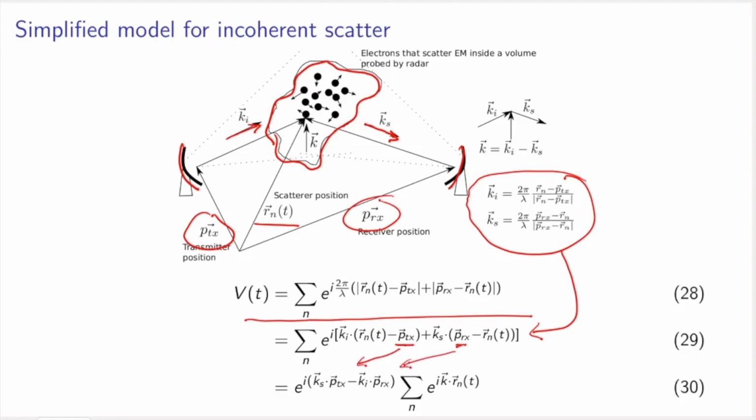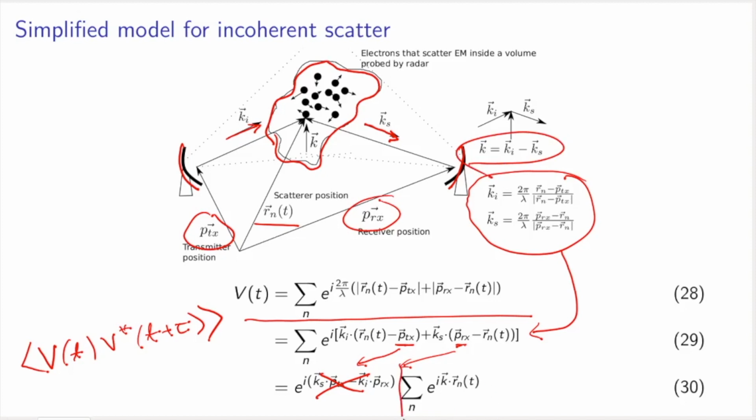This constant term only depends on the locations of the transmit and receive antennas, as well as the incident and scattered wave vectors. This is just a complex constant which we can ignore later on when we evaluate the autocorrelation function of the scattered complex voltage. Therefore, we'll ignore this complex constant. Now we have arrived at a relatively simple equation for scattering from a volume-filling incoherent scatter radar target. The wave vector k, in this case, is the Bragg wave vector, which is k incident minus k scattered.